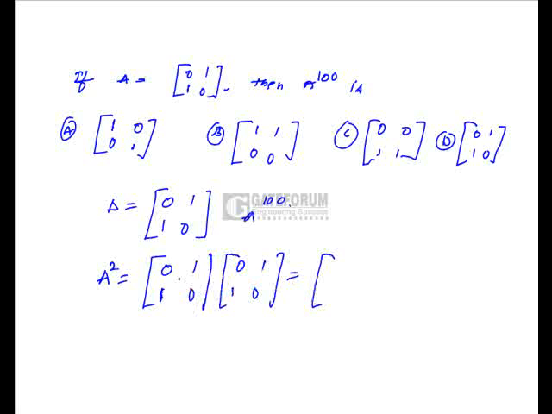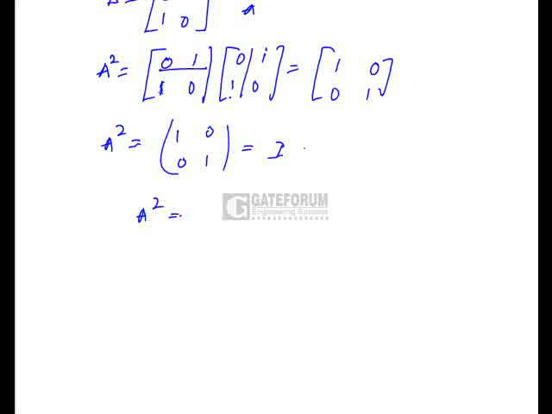If I multiply this using the product rule, it will be 1, then 0, then 0, then again it is 0, then 1. Clearly A square is [1, 0; 0, 1], which is an identity matrix. So if A square is I, then A cube will be I into A, that will be again A.